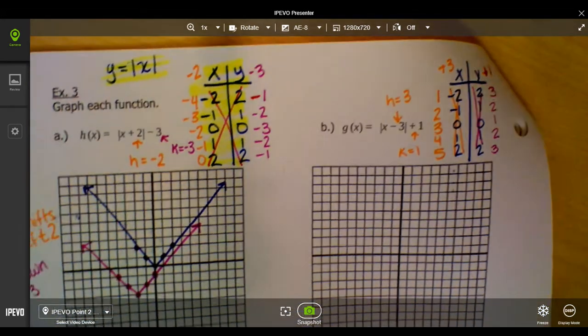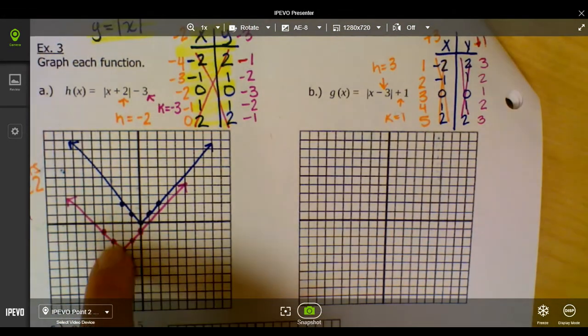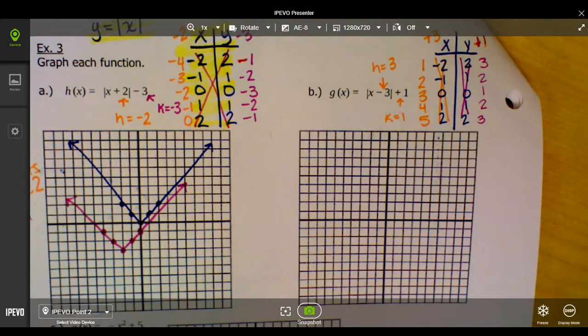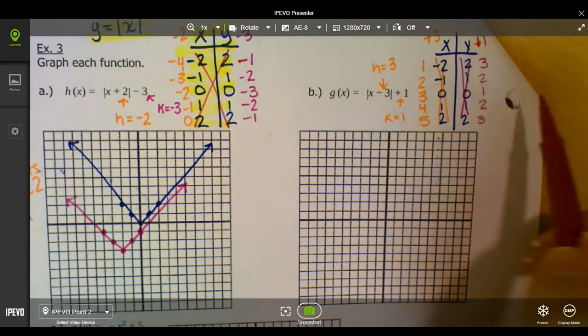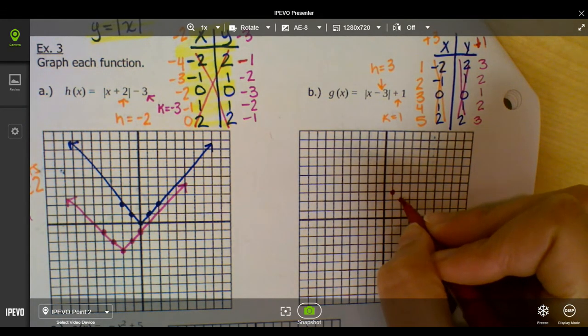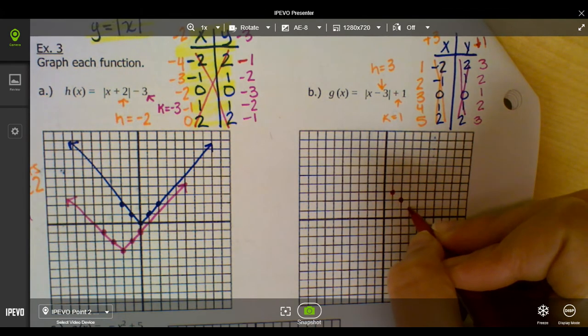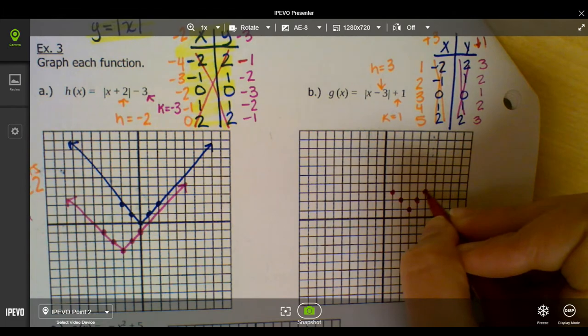So now I know I'm not graphing my parent graph, but that's okay unless you want to graph your parent graph and just move it like that. It's up to you. So now I'm going to plot these points. So 1, 3, 2, 2, 3, 1. And then I have 4, 2, and 5, 3.